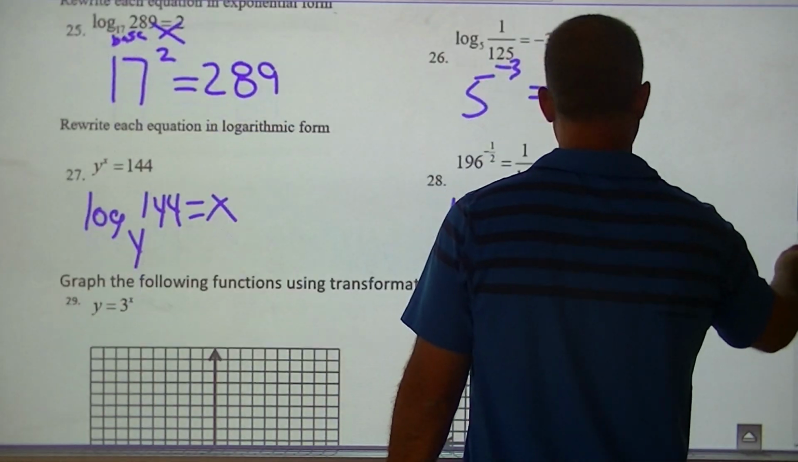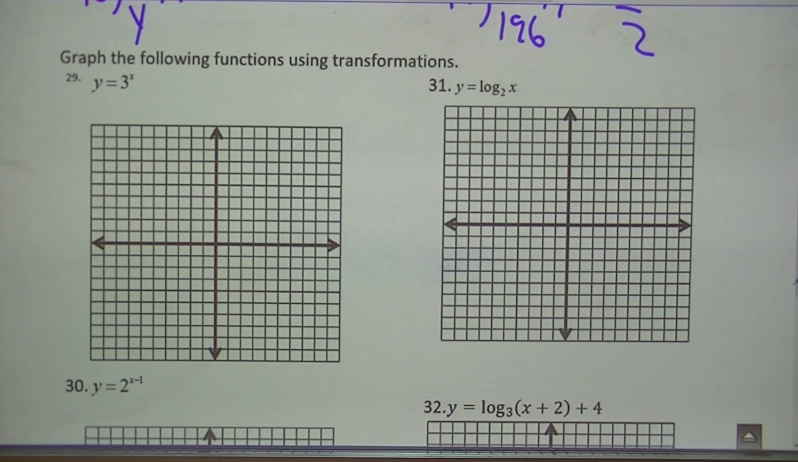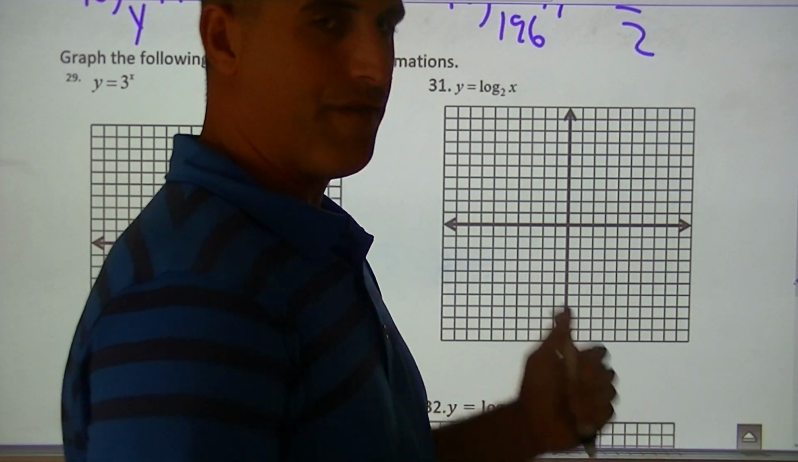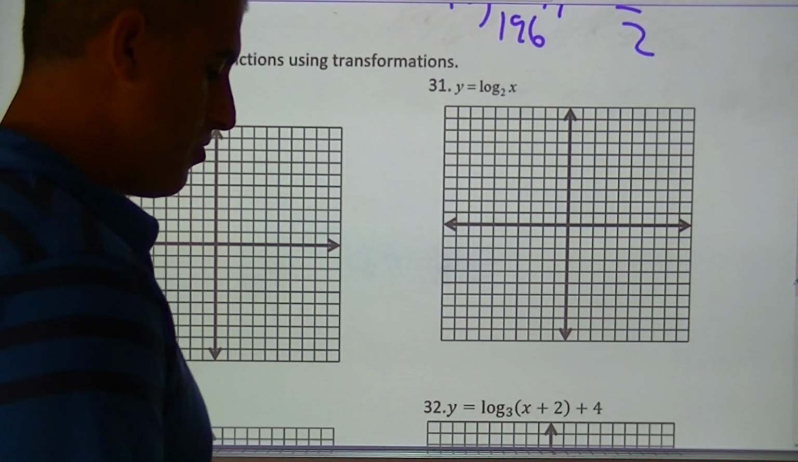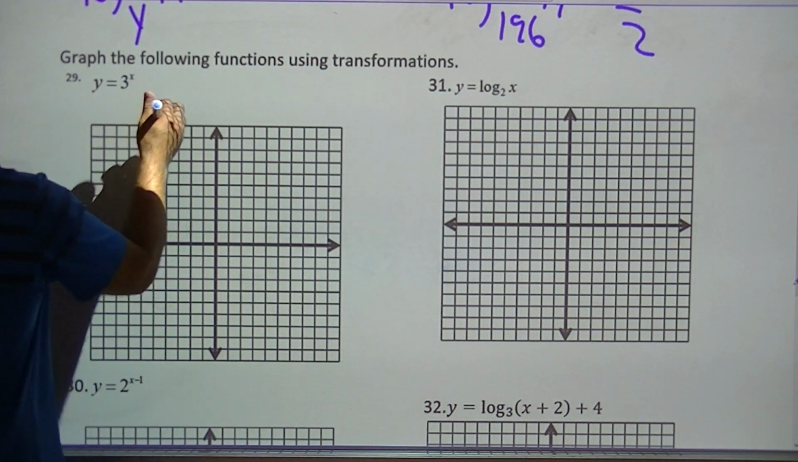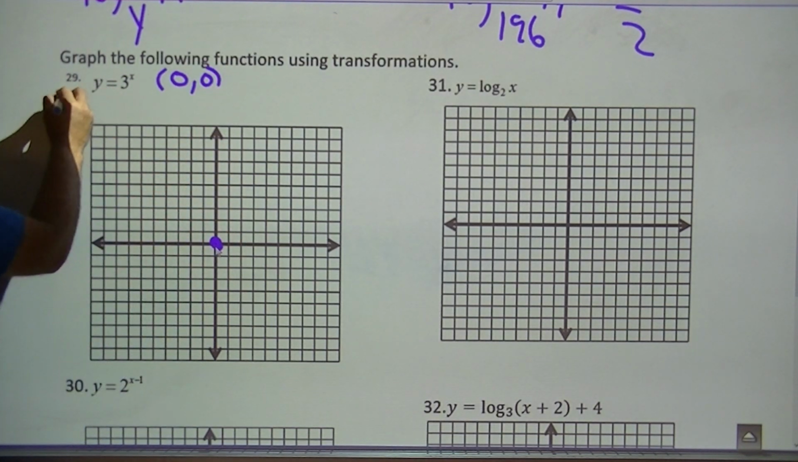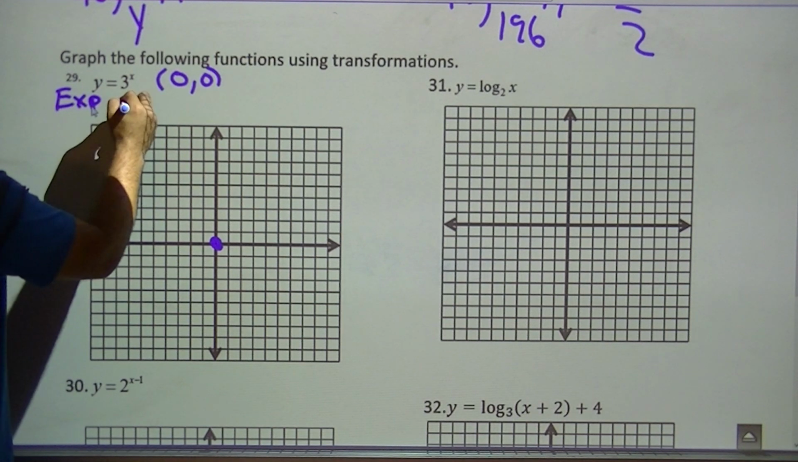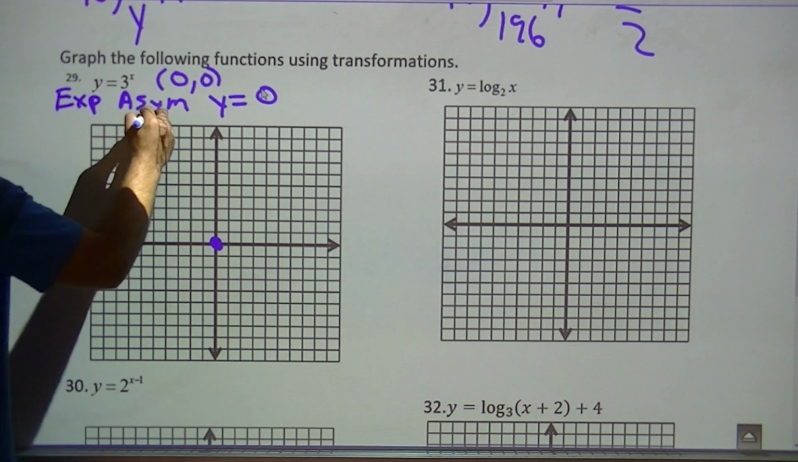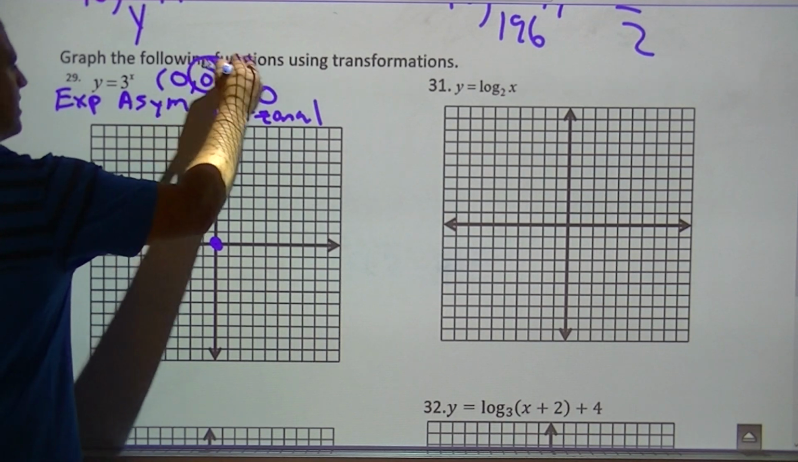All right, now this next part. I'm going to use the TI. I'm going to try to show you this to the best of my ability with the graph, because there's a feature here that you can use to graph. The anchor point with something like this will be 0, 0. Something you want to write down: if it's an exponential, you're going to have a horizontal asymptote where y equals 0. Whatever the y coordinate is, that's the asymptote.